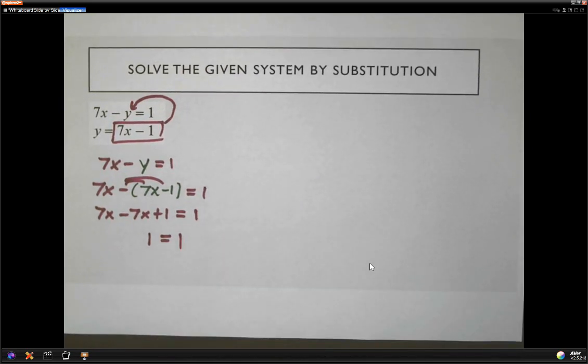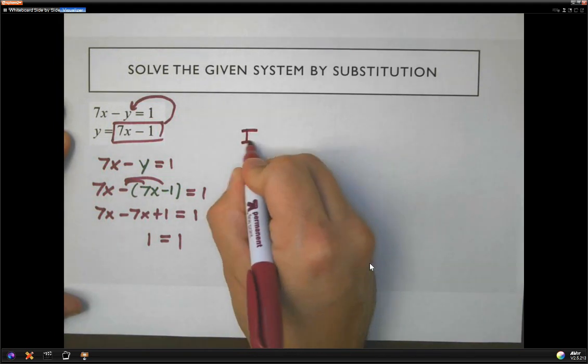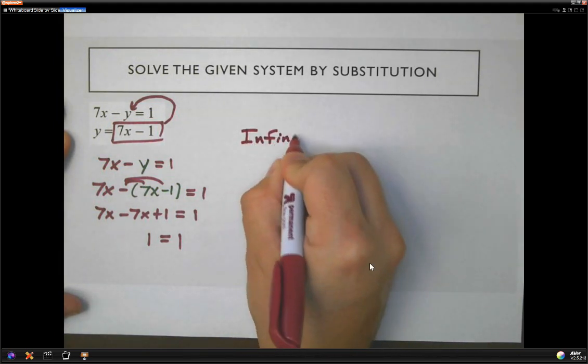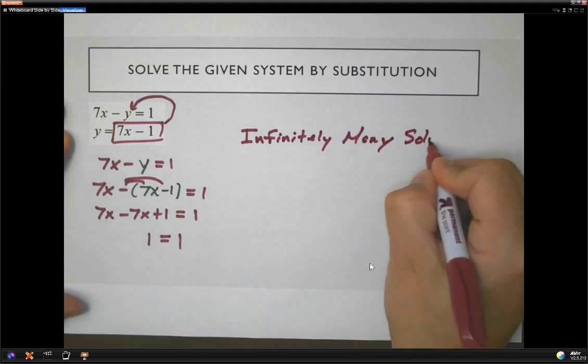So there will be times where your variable gets canceled out. And what we look for then is this final part. We look at the final part and we have to notice one of two things: it's going to be equal and true, which it is in this case, or it's not. In the case that they are equal and true, 1 is equal to 1, this is the solution of infinitely many solutions.